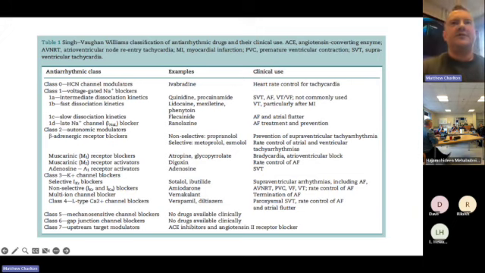And actually, the way they've broken it down now does make more sense. There was always that big collection of drugs at the bottom that didn't fit into anything, and now they do. So class 0 is a new one. This is ivabradine, which is a funny channel blocker. So what's useful about ivabradine as a drug?